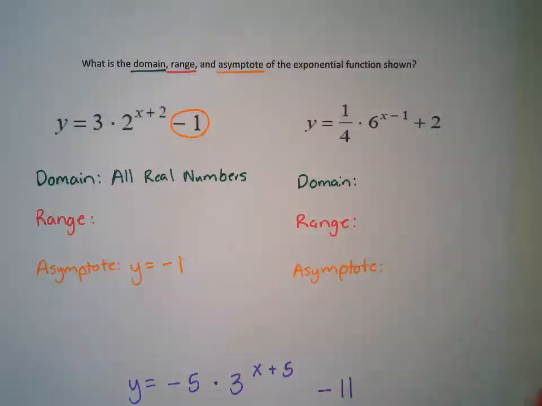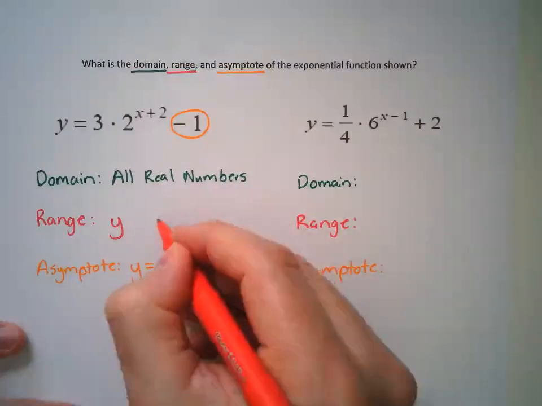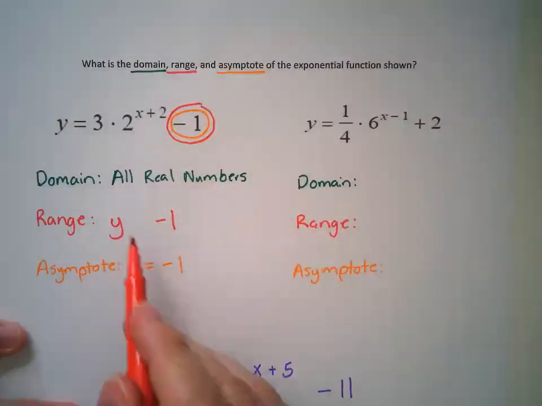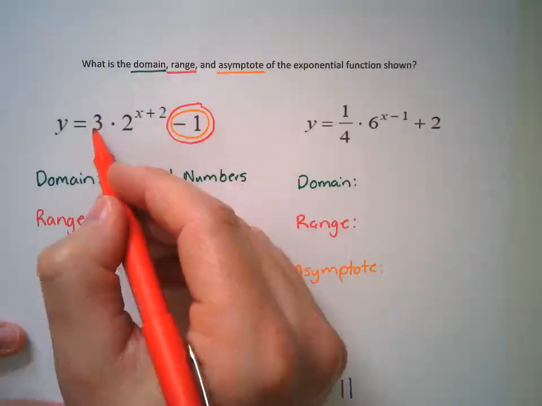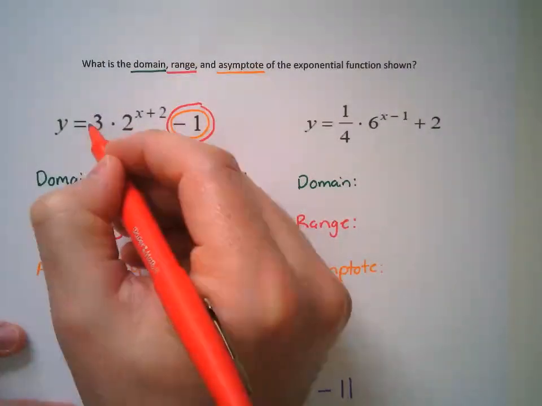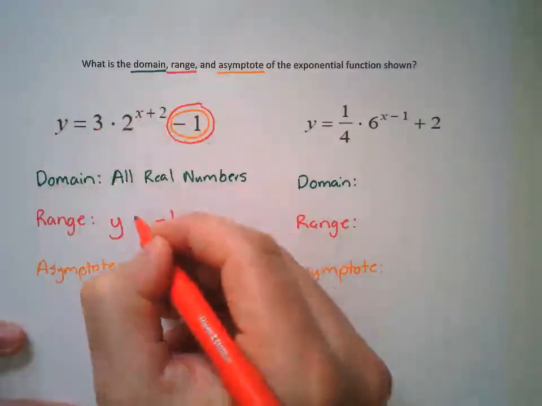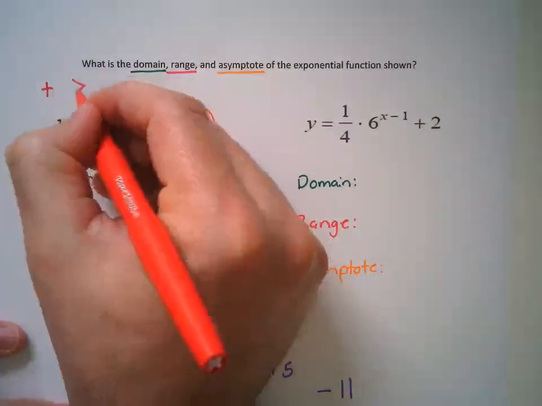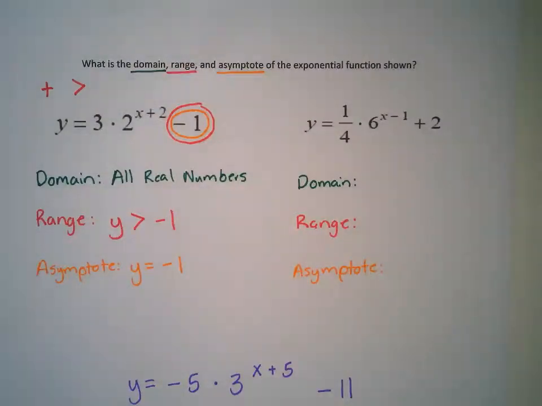Now the range is very similar to that, but there's just one more thing you have to look at. The range is y is either going to be greater than or less than whatever that number is, so again, -1. To figure out if that's going to be a greater than sign or less than sign, you have to look at the number out in front and see if that's a positive or a negative number. This is a positive number, so this is going to be greater than. Okay, so if that number right there is positive, it's going to be a greater than symbol. And that's all you have to do right there.